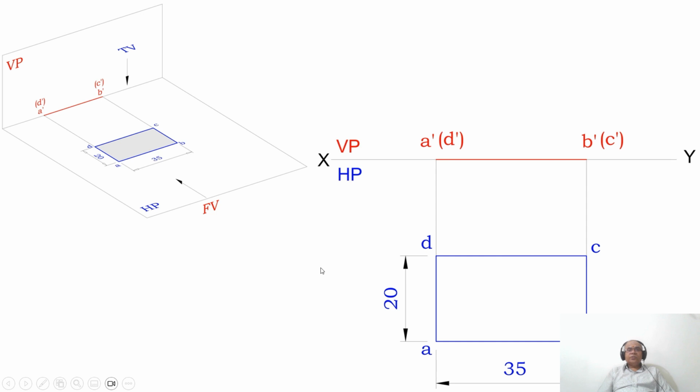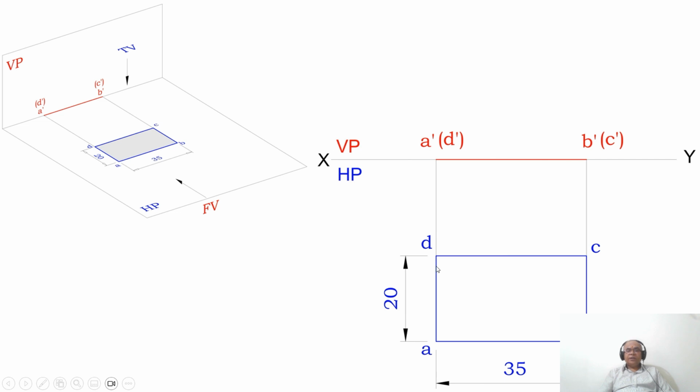Then, how to draw it in the sketchbook? First, you draw the XY line and mark VP and HP. Then you consider any point and draw a perpendicular line to the XY line. Then you measure the distance of 20 mm and mark this point. From here you measure 35 mm and mark this point. From here you measure 20 and mark this point, and from here 35 and mark this point. Then mark A, B, C, D.